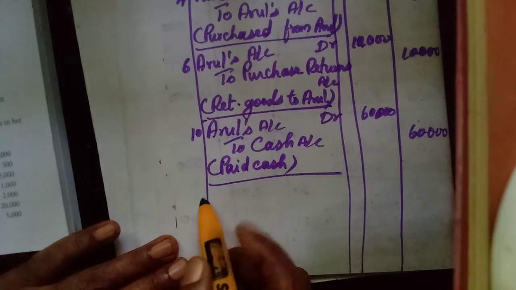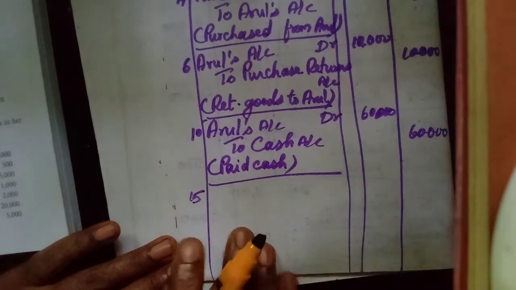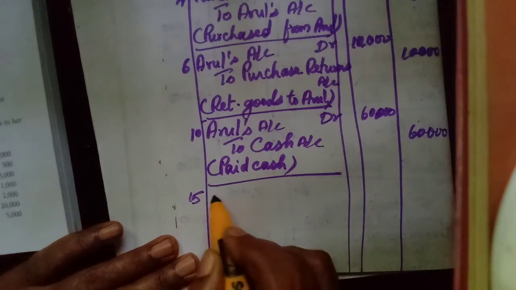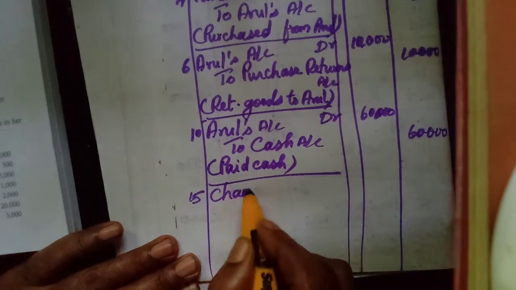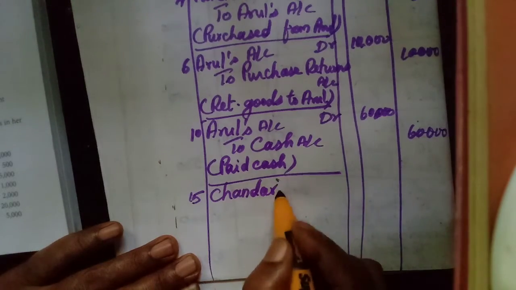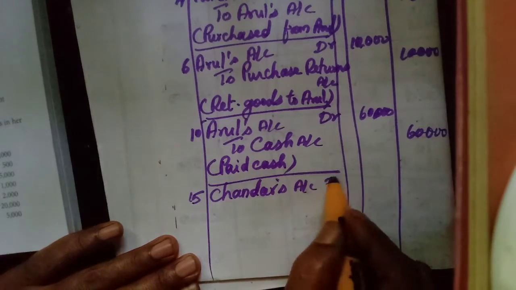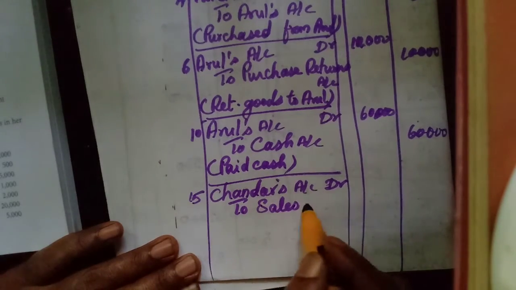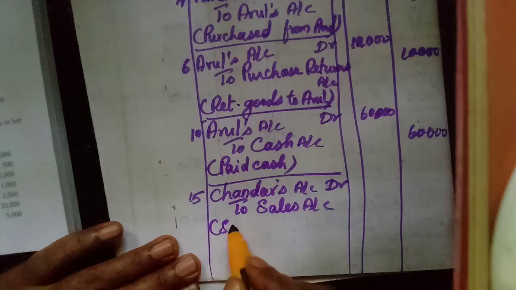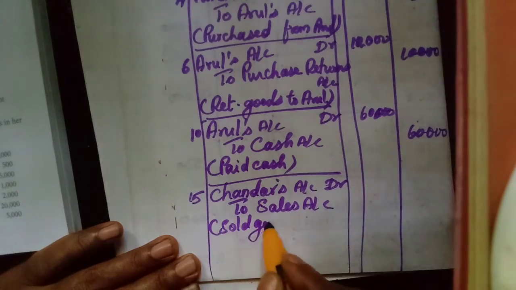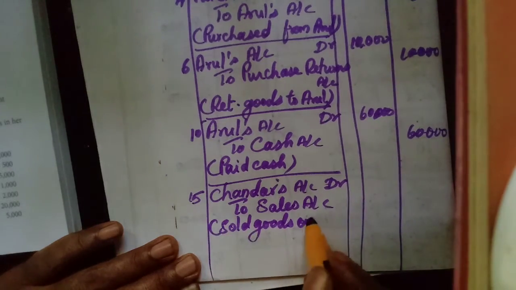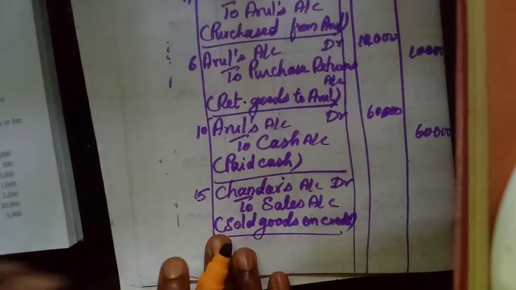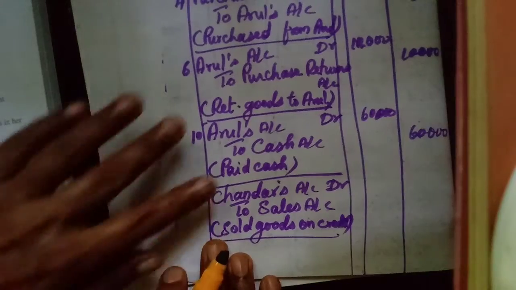The next date 15. Sold goods to Chandar on credit. So Chandar is receiving, so Chandar's account debit to sales, since sold goods means sales. Sold goods to Chandar on credit, we can write. 30,000.